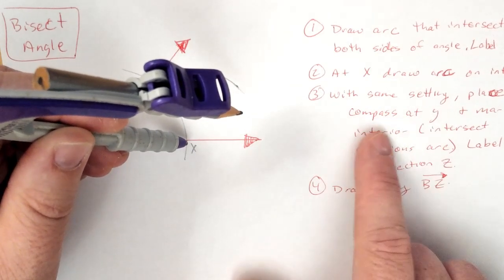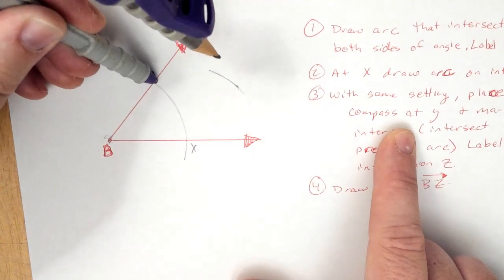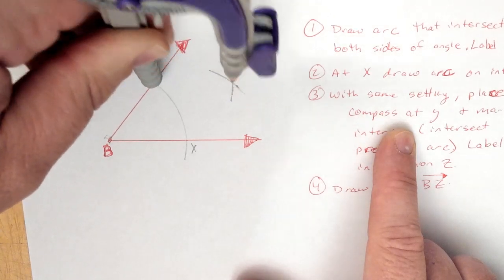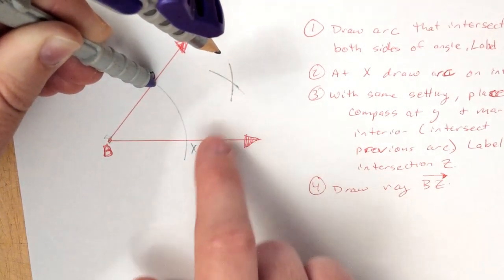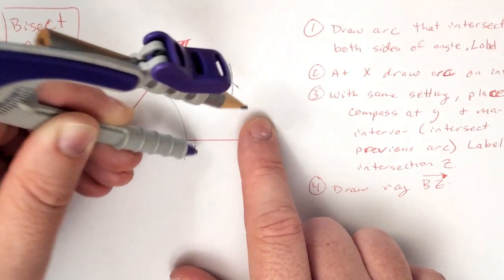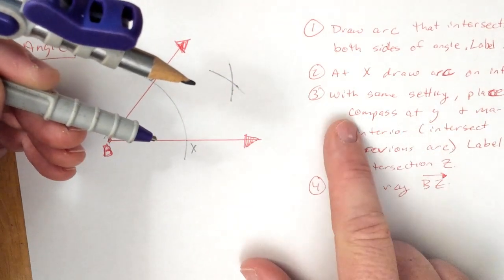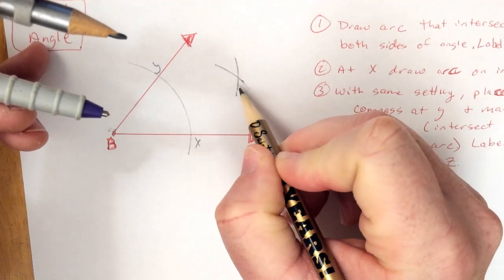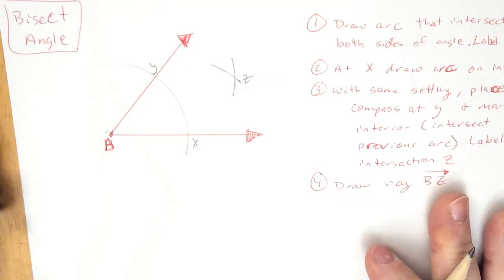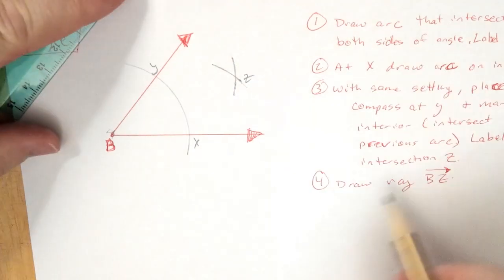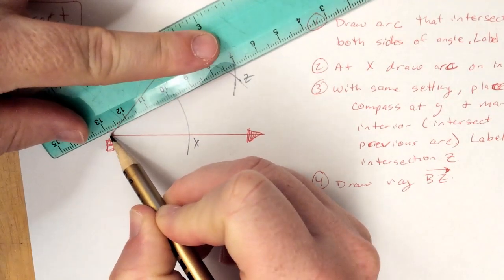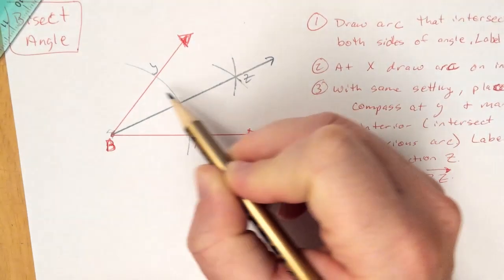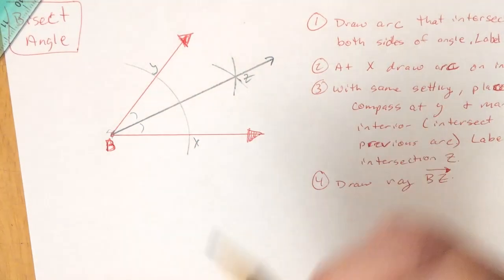With that same setting, go to Y, and we are going to mark the intersection right there. And if it's not big enough, go back to the other one and make the arc bigger so that you know that those two intersected. All right. And that is where they crisscrossed, and we're going to label that as Z. All right, your final step is to make a ray going from B through that intersection. So B through Z. And that right there, we have this angle is equal to that angle. And that was the whole point.